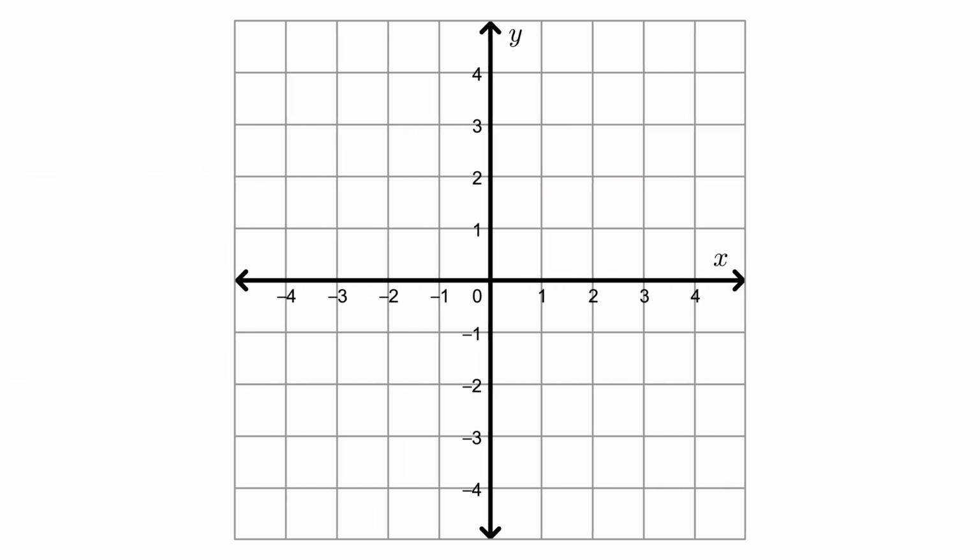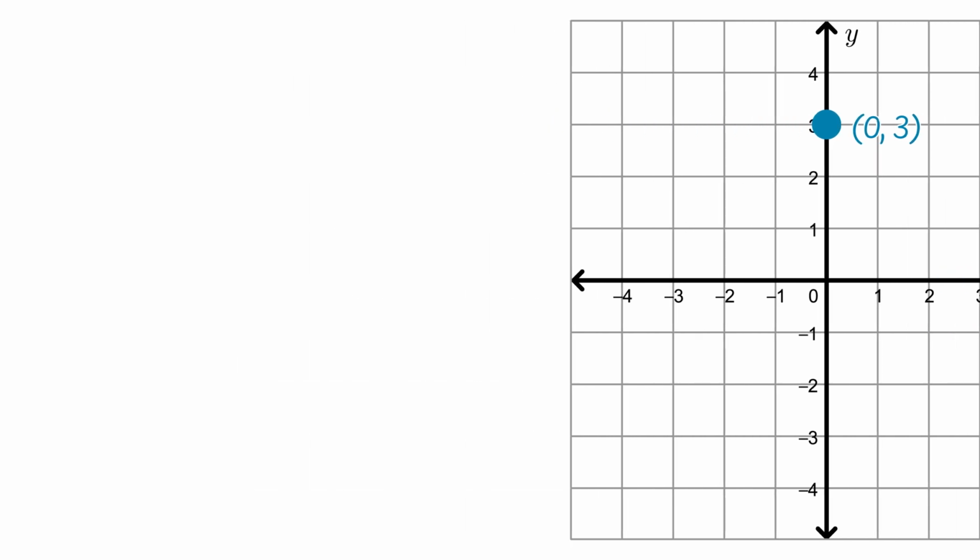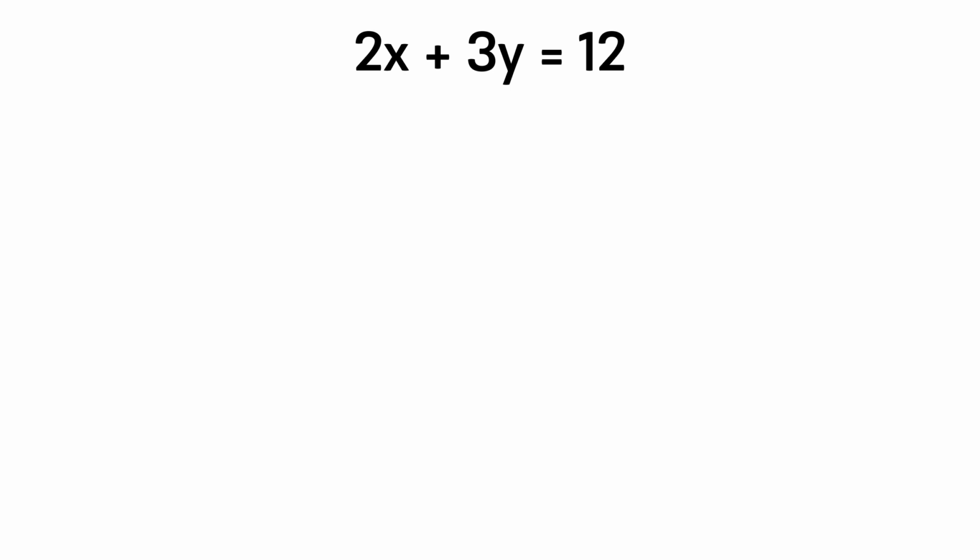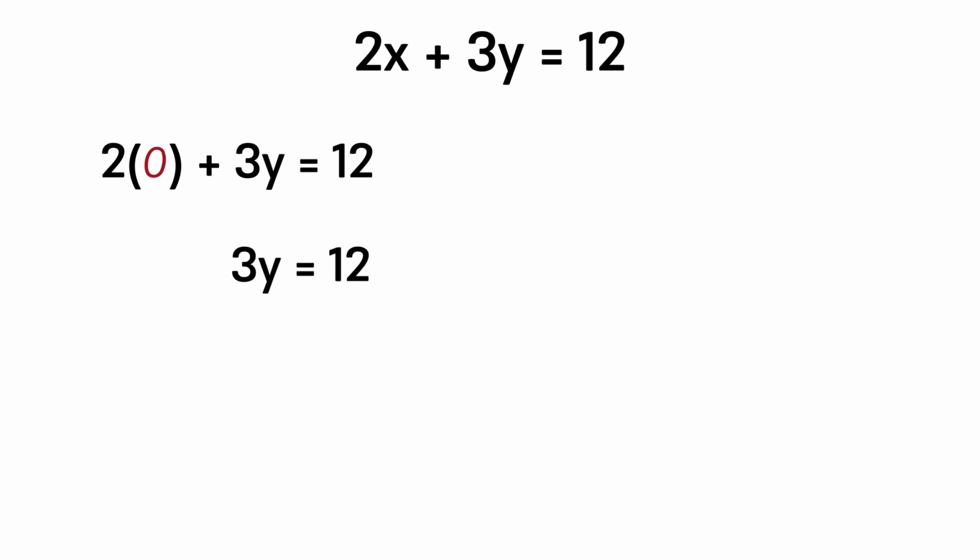Here's what that means. Since y-intercepts always have a 0 for their x-coordinate, and x-intercepts always have a 0 for their y-coordinate, we can plug in zeros for x and y in our equation. Let's start by plugging in 0 for x. 2 times 0 is 0, and that leaves us with 3y equals 12. Then, we can solve the equation by dividing by 3 on both sides to get y equals 4. This means our y-intercept is 4.